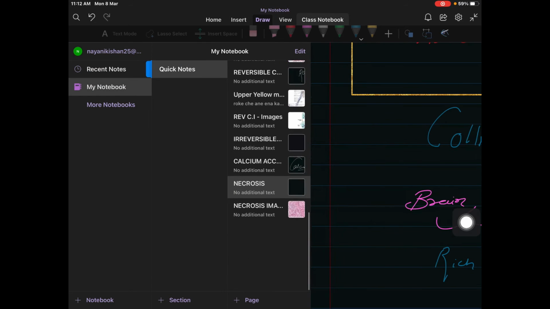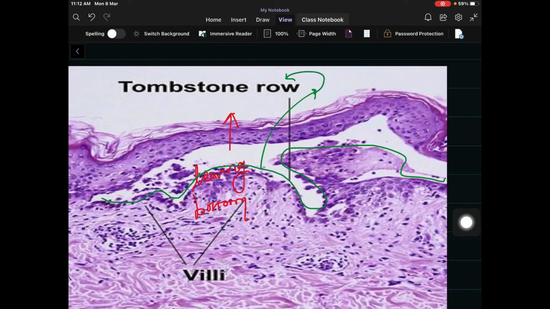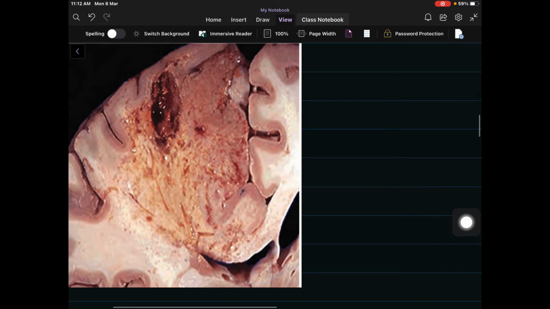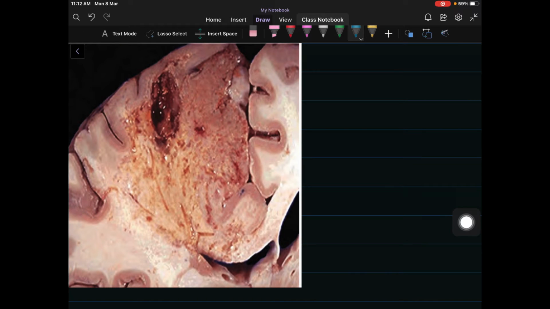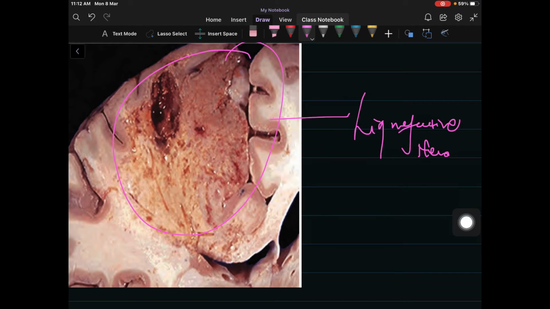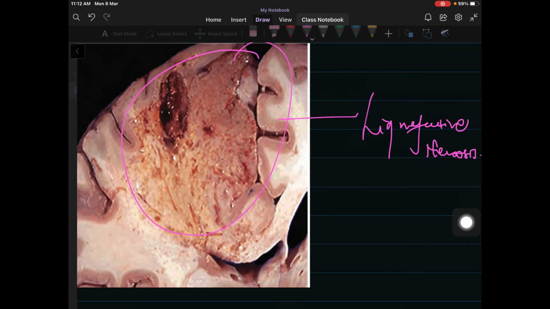Let's see with the pictorial representation. In the picture we can see the viscous fluid appearance in the brain. So this is liquefactive necrosis. The tissue is converted into viscous fluid due to the necrosis.